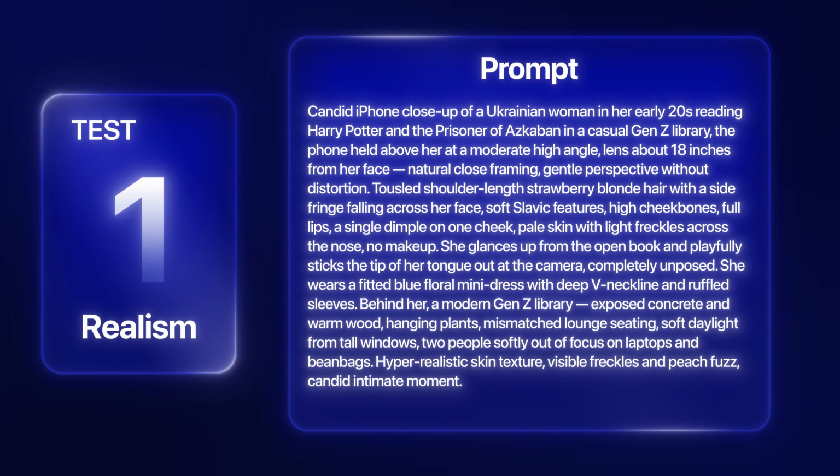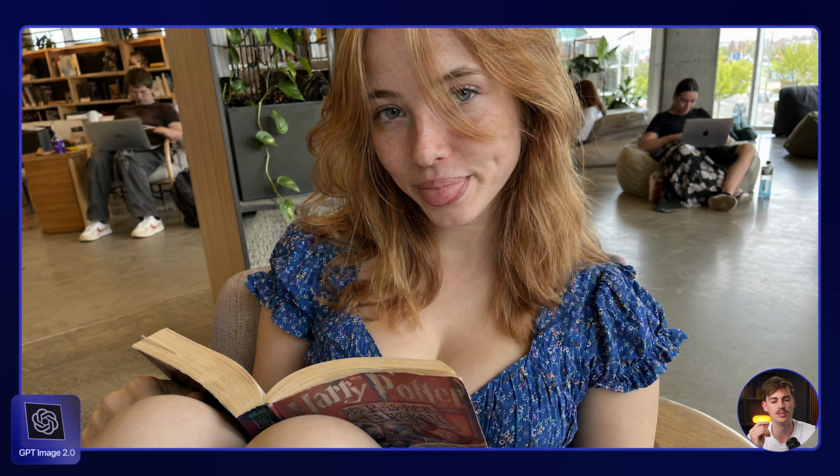The important thing I wanted to mention here is that behind her, there are two people out of focus sitting on their laptops on beanbags. Hyper-realistic skin texture, visible freckles and peach fuzz, I just added in some more details. So let's see what we got with GPT Image 2. And right off the bat, this looks pretty realistic.